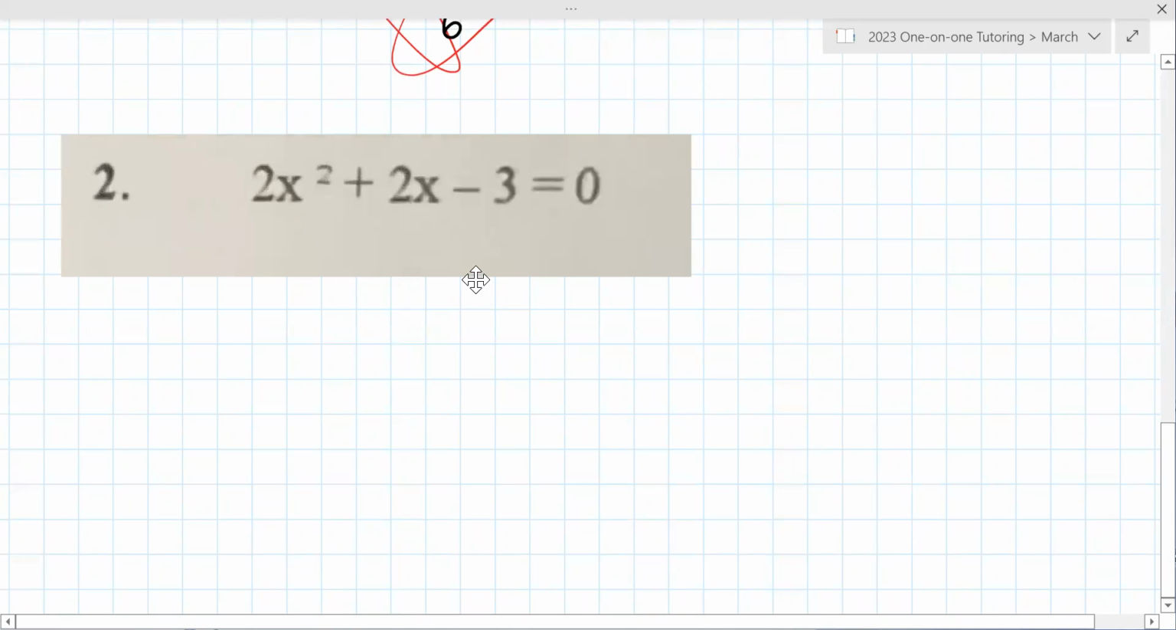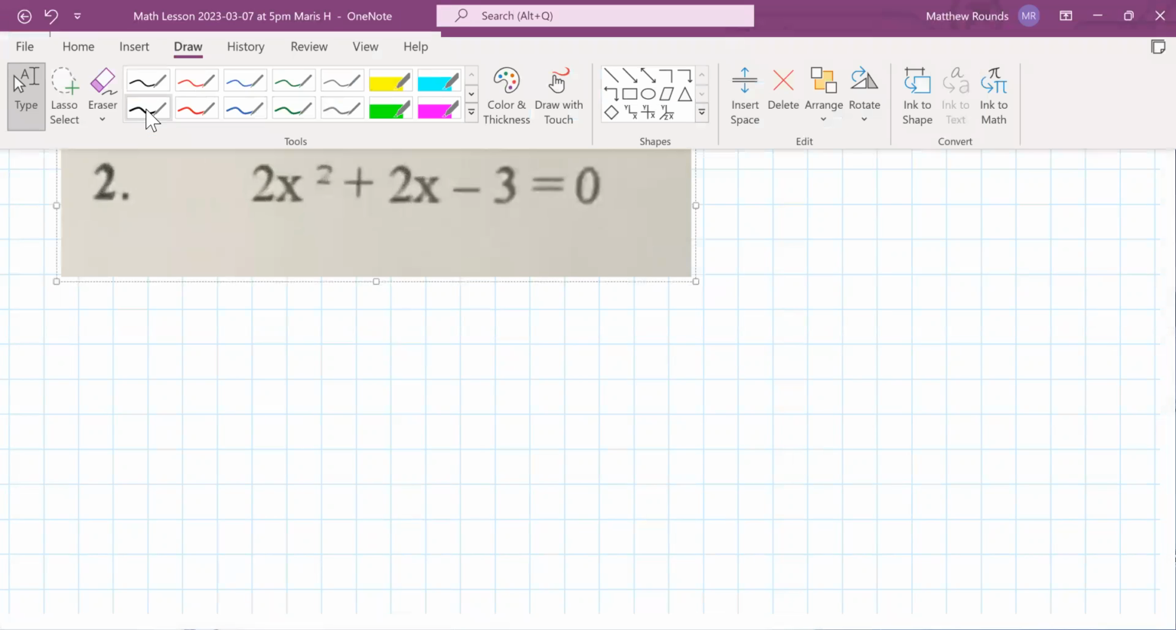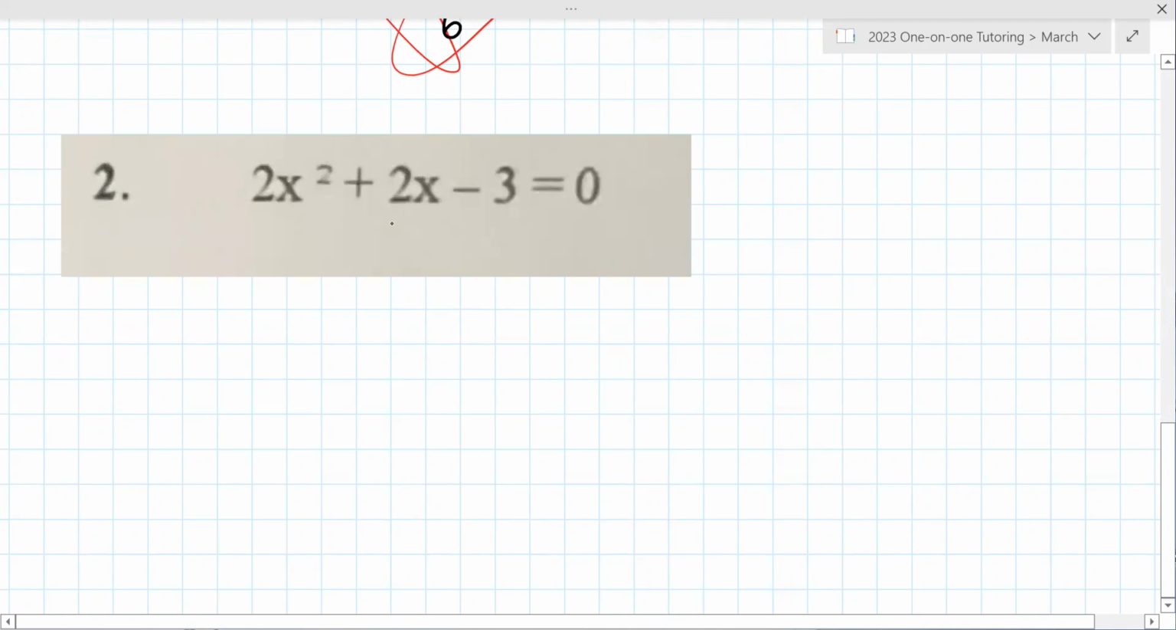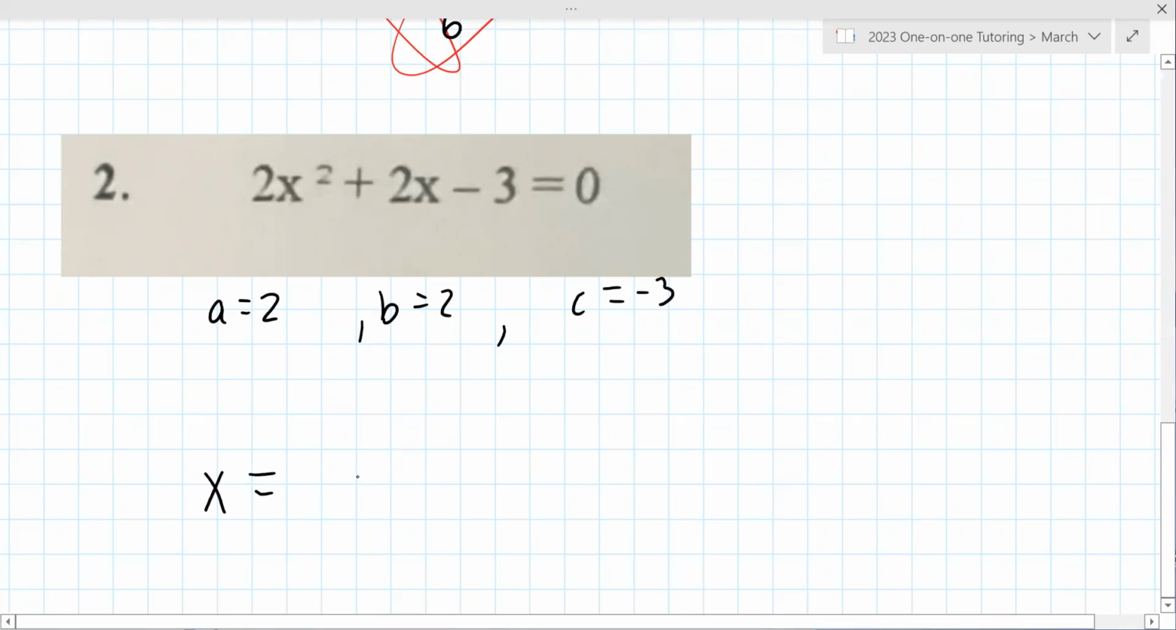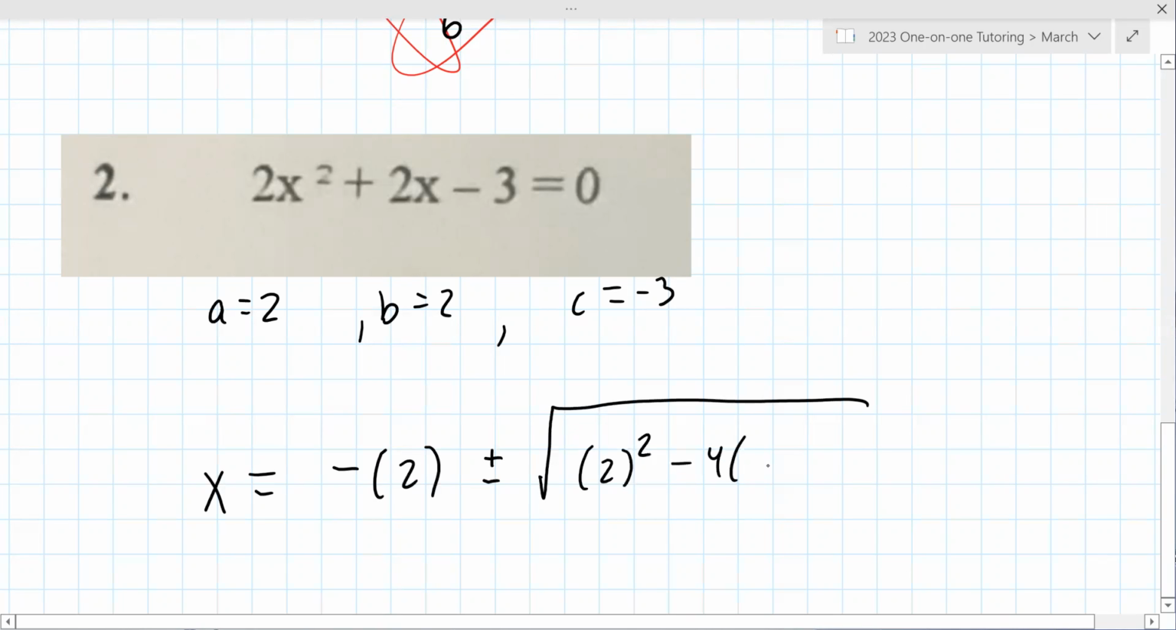Okay, so we'll see here. We got number 2 here. Okay, so notice that it's already solved, set equal to 0. So that's A equals 2, B equals 2, and C equals -3. Is that okay? Yeah. All right, so now it's X equals minus B, so -2. So notice I'm going to just substitute. I'm not going to try to evaluate it yet. B squared, 2 squared, minus 4 times A times C.